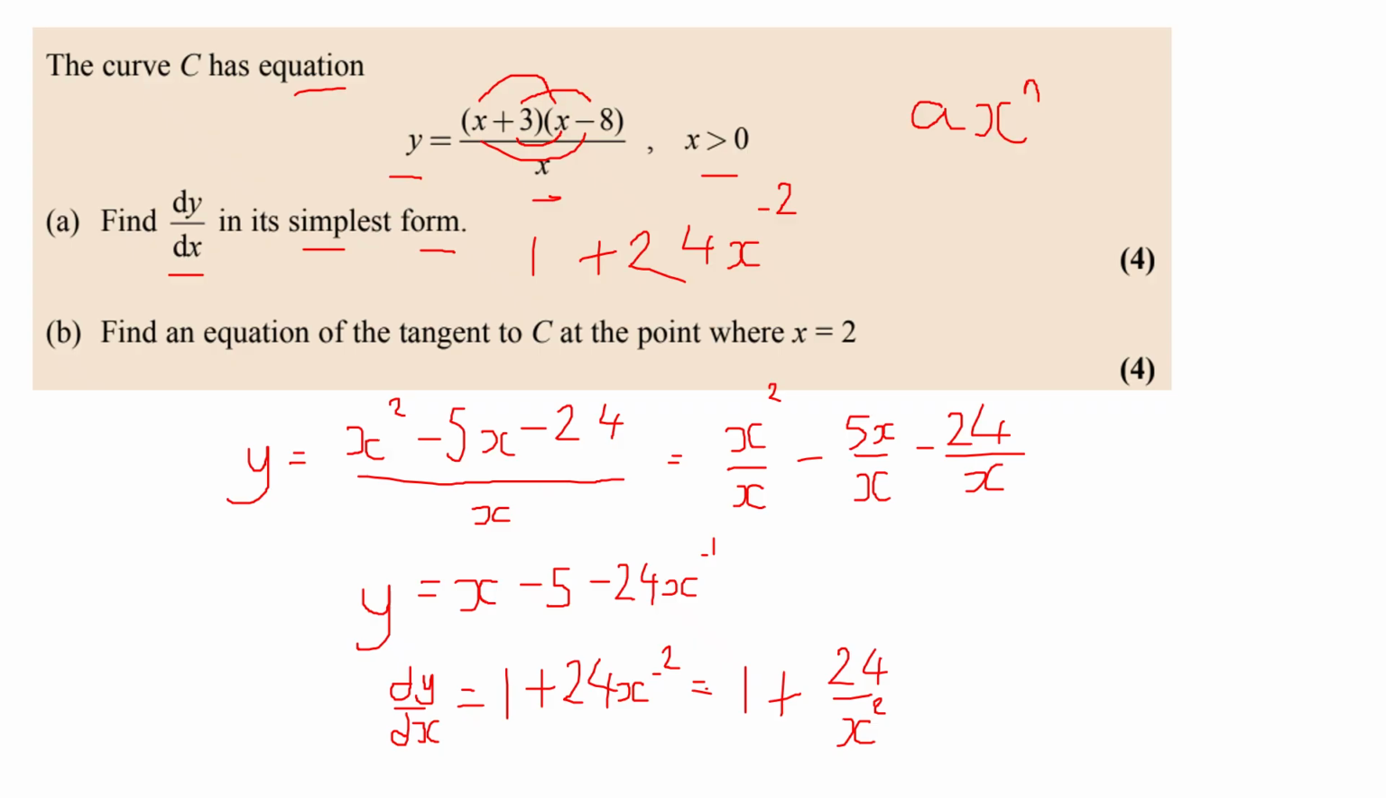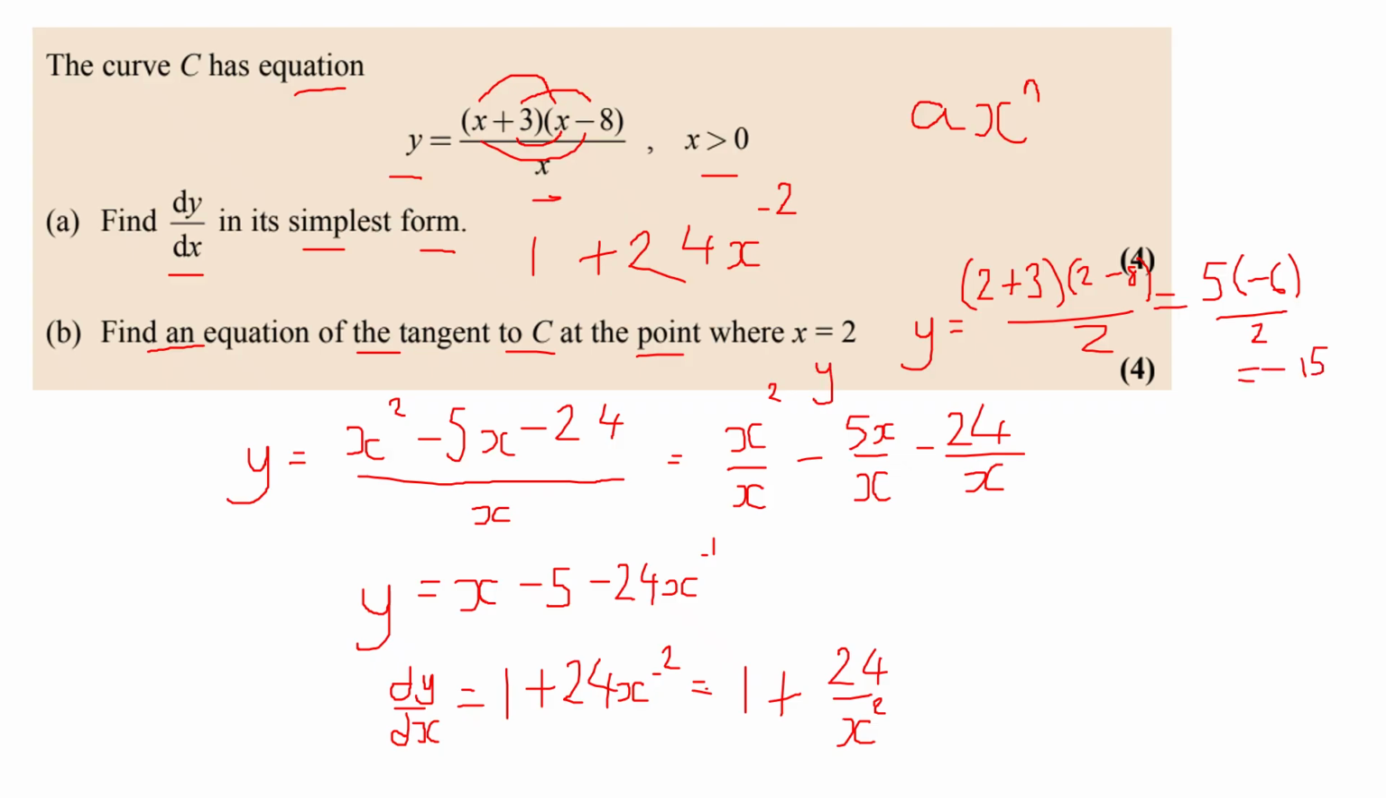What next? Part B, find the equation of the tangent to the curve at point P where x equals 2. So we've got the x coordinate. Let's work out the y coordinate first by substituting x equals 2 into my y function. So 2 plus 3 times 2 minus 8 all over 2. So 2 plus 3 makes 5. 5 times minus 6 is minus 30. Divided by 2 is minus 15. So y equals minus 15. So that's going to go in my coordinate, (2, minus 15).